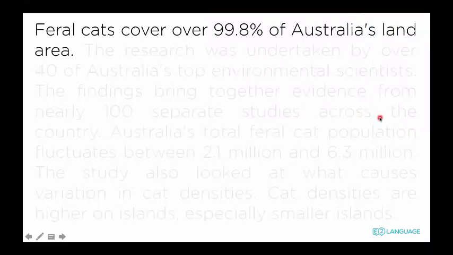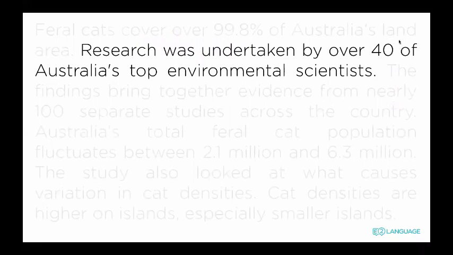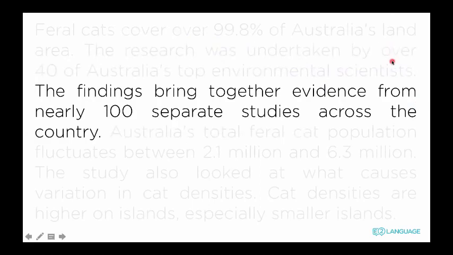So, feral cats cover over 99.8% of Australia's land area. We know that the verb is cover, therefore the subject will be feral cats. Research was undertaken by over 40 of Australia's top environmental scientists. We know that the verb is was undertaken, therefore the subject must be research. The findings bring together evidence from nearly 100 separate studies across the country. We know that the verb is bring together, therefore the subject must be the findings.